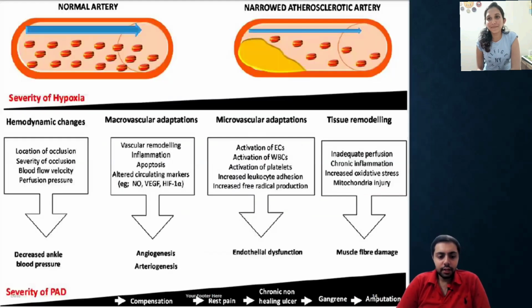So yeah, these are the stages basically. What happens first is hemodynamic changes occur, then microvascular adaptations will occur, then at last the tissue will remodel. So what will you see again? A decreased ankle pressure, then angiogenesis, arteriogenesis, endothelial dysfunction, and muscle fiber damage at last. So at first your body will try to compensate, then rest pain will happen, a chronic non-healing ulcer will be there, gangrene will form, and at last we have to amputate the leg. In compensation, basically the collaterals will form. So these are all the stages of the normal artery to an atherosclerotic artery and PAD.